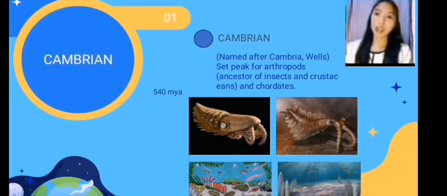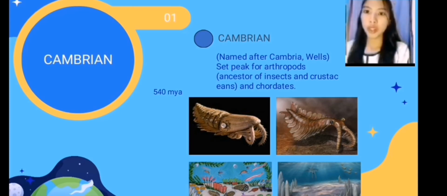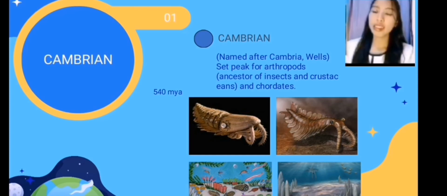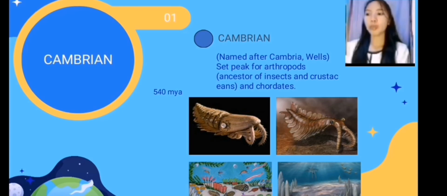Cambrian, named after Cambria, Wales, is the seed period for arthropods, ancestors of insects, crustaceans, and chordates. It is characterized by the Cambrian explosion, a rapid diversification of animal life that led to the emergence of many new phyla. Major events of the Cambrian period include the formation of the supercontinent Gondwana, the evolution of trilobites, and the emergence of the first vertebrates.